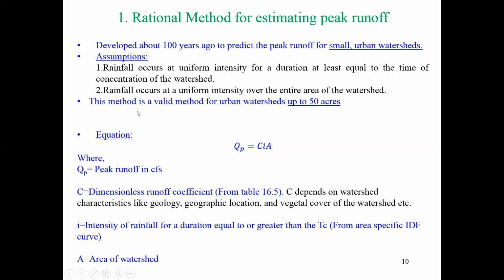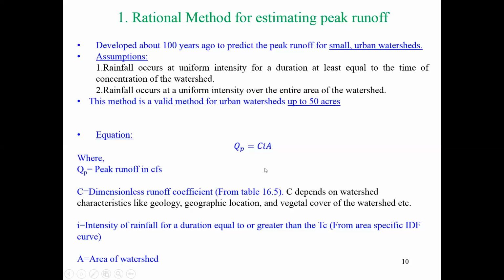This method is valid for urban watersheds up to 50 acres. So that is a kind of small area. The equation for the rational method is Q = CIA, where C is the dimensionless runoff coefficient, which takes care of the watershed characteristics, like geology, geographical location, or the vegetal cover.